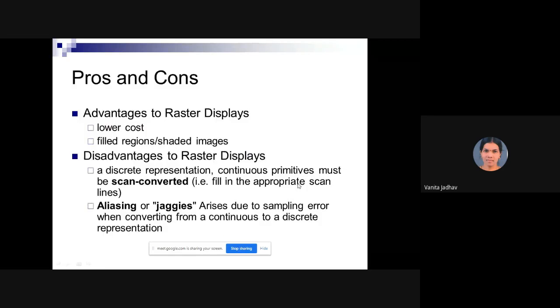Actually, on the slide, they have given pros and cons of raster as well as random. So advantages of raster display. What is the advantage of raster display? Its first advantage is lower cost. The cost required for raster display will be less. It visits almost all the pixels.